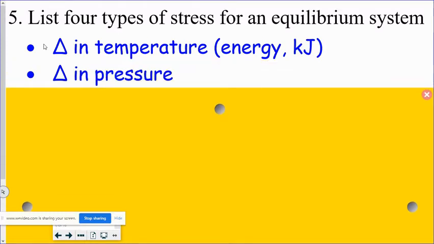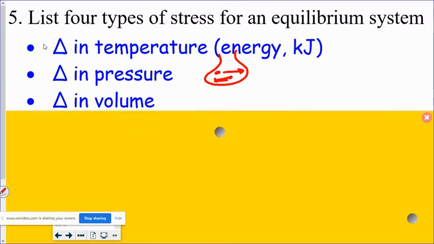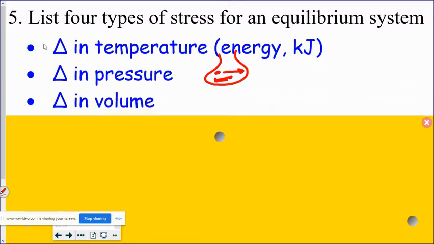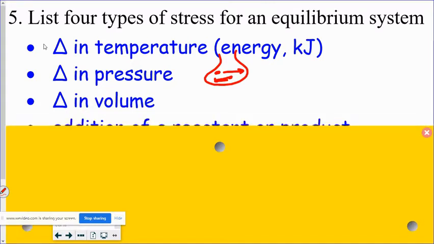A change in pressure. Now, pressure of a gas is how often particles are hitting the sides of the container. So that's what we define as pressure, how often particles are touching or hitting the insides of a container. And that would be dealing with gases. We could also change the volume, which would be the same thing as changing the pressure.